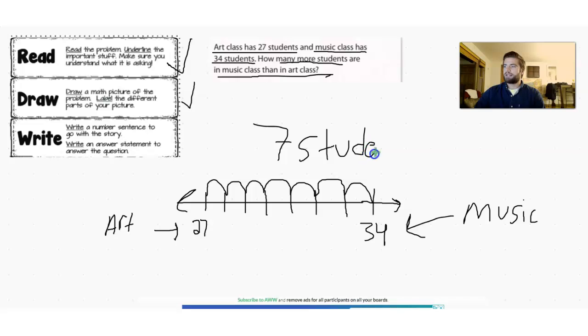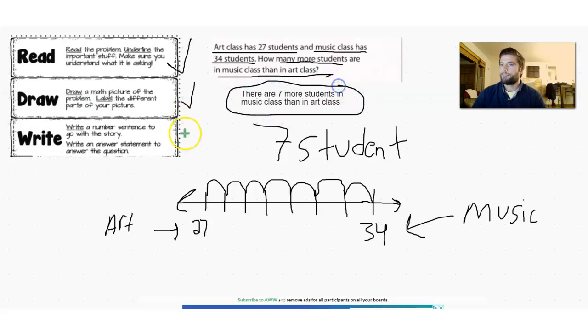And I'm going to get my text box out to write this in a more efficient way. Okay, so I typed out my answer and I wrote, there are 7 more students in music class than in art class. And what I like to do here is circle my answer when I'm done. Read, draw, and write.